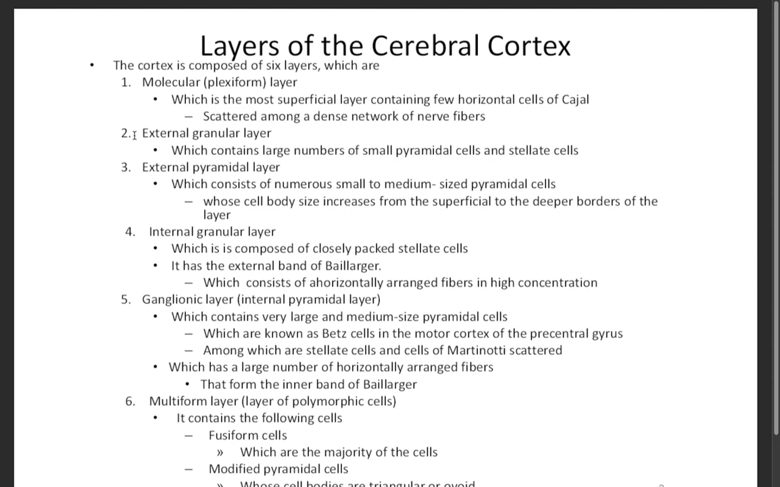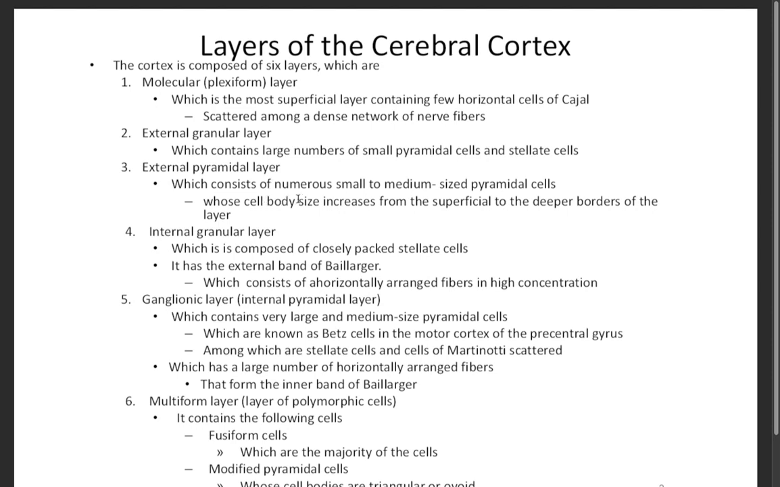Everything you need to know is that it is the second layer, containing small pyramidal cells and stellate cells in large numbers. Third is the external pyramidal layer. Okay, so this is the external granular. However, the third layer is the external pyramidal layer.